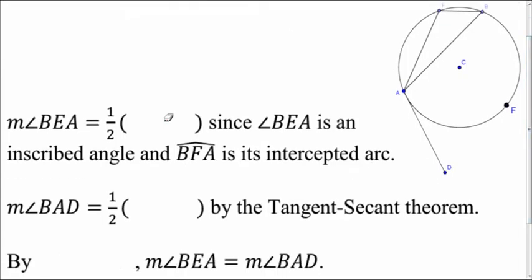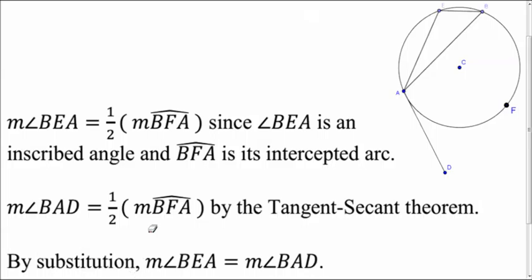Well, we know BEA, its measure is half of the measure of this intercepted arc BFA. And we know from the tangent-secant theorem that the measure of angle BAD is half of the measure of that same arc. So these are both equal to the same thing. So we can say by substitution or by transitivity in this case as well, that these are the same measure.